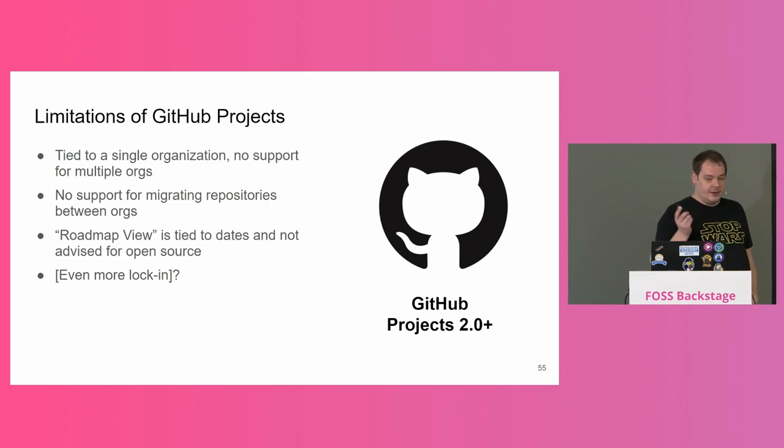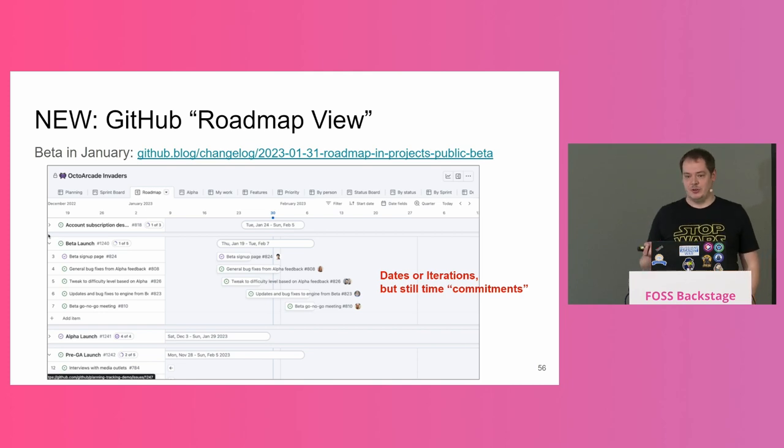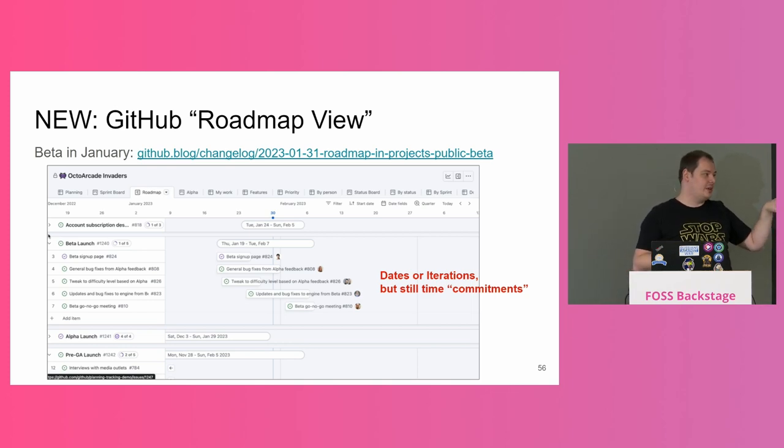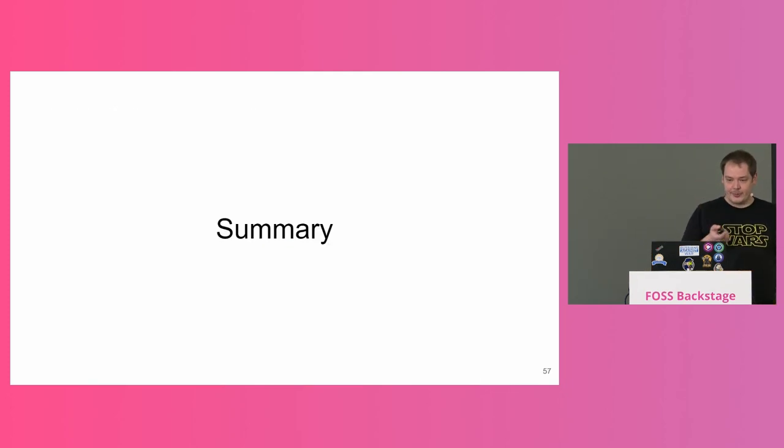And another thing, some items actually violate, at least, my vision for roadmaps. There is a new roadmap view, which is currently in beta. And it's cool, but it's basically a Gantt diagram with time commitment. So if you're an open source project, I'm not sure you even want to visualize it because it creates a lot of confusion. You can have a kind of abstract date, etc., but still it remains a Gantt diagram, and it's too complicated.